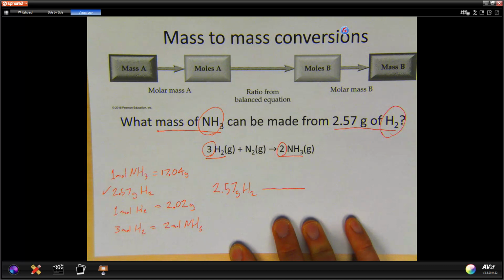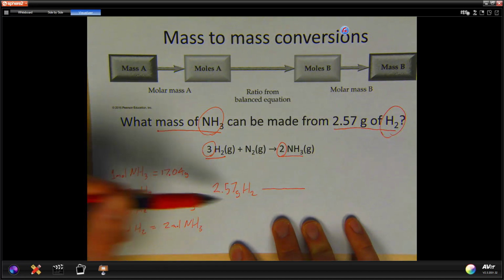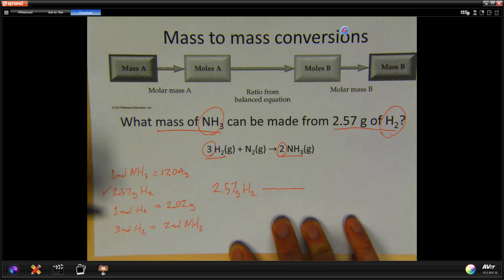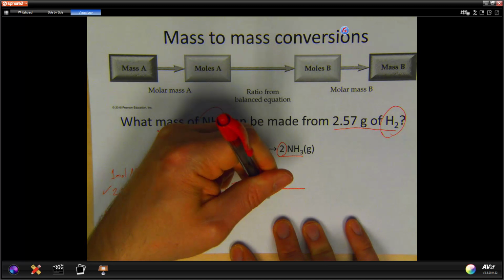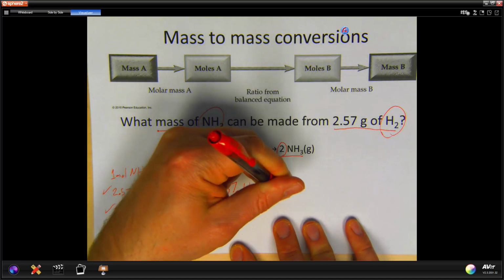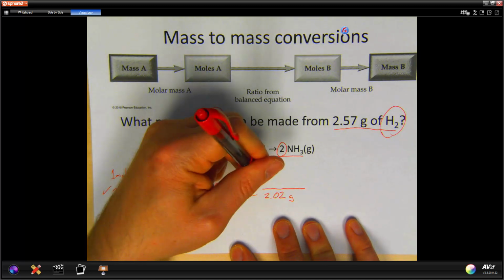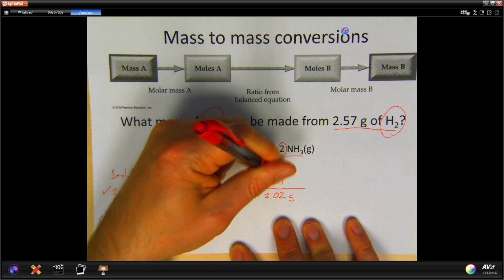The first thing we do is we've got grams of H2. We want those to cancel, so we look for where we have grams of H2. We have it right here, so 1 mole of H2 is equal to 2.02 grams. Let's use that conversion. So we put the 2.02 grams on the bottom. We put the 1 mole of H2 on the top.